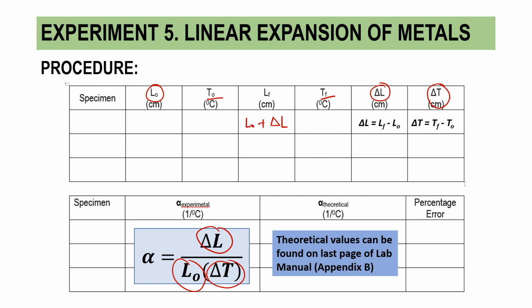The theoretical values can be found on the appendix part of the manual. You have to identify the kind of material, and then from that, you just have to copy the value of the theoretical value of the coefficient of linear expansion. And then after that, compute for the percentage error.